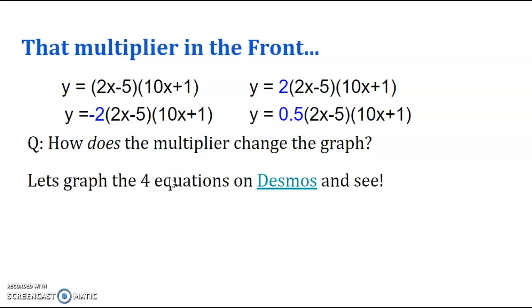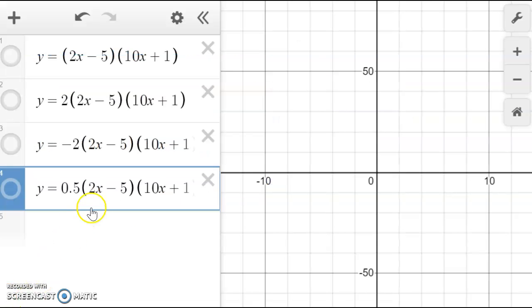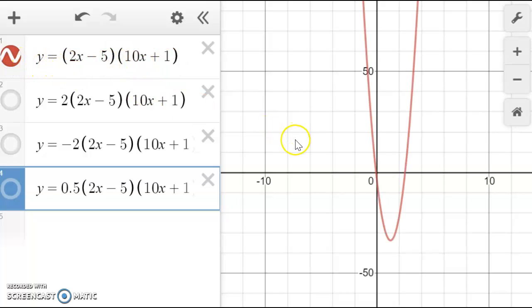Let's graph the four equations on Desmos and see. To do that, you're going to go to desmos.com/calculator. You're calling the Desmos graphing calculator, and then you type in y is equal to (2x minus 5) multiplied by (10x plus 1). The graphing calculator will graph it for you. This is what it will look like.